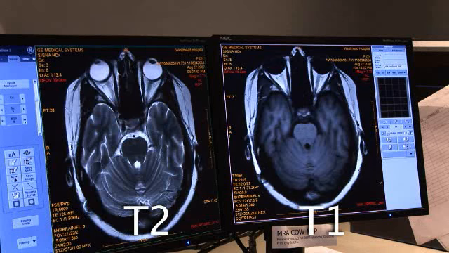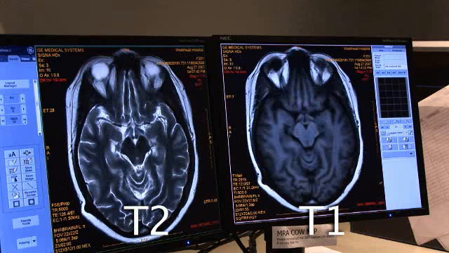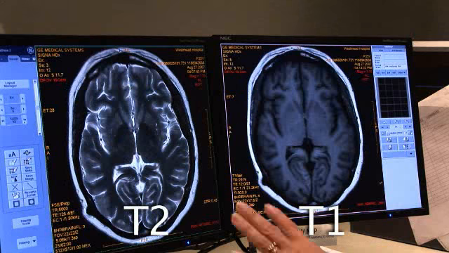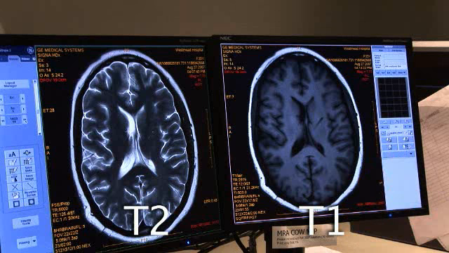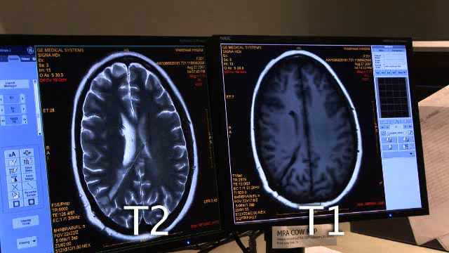And as we move up through the brain, again we can see that there's quite a lot of bright signal in the image on the left. Ventricles again are bright, and dark on the T1 weighted image on the right.